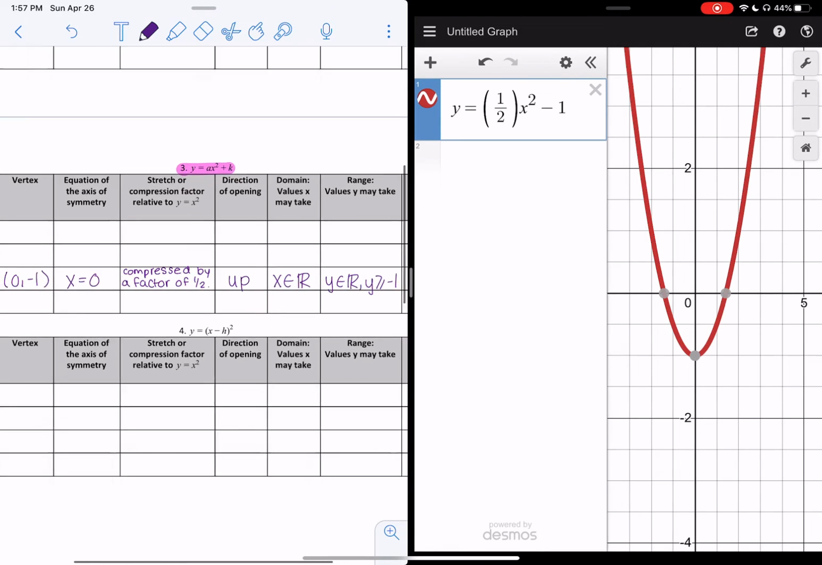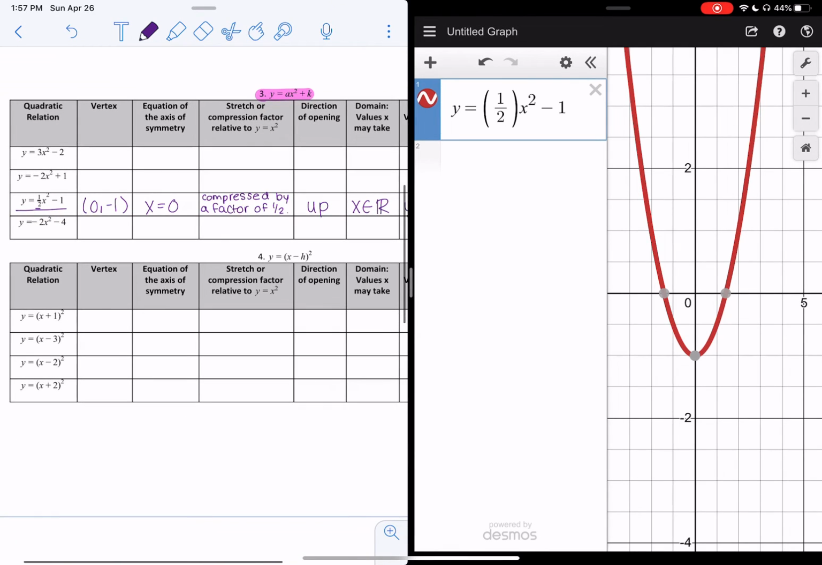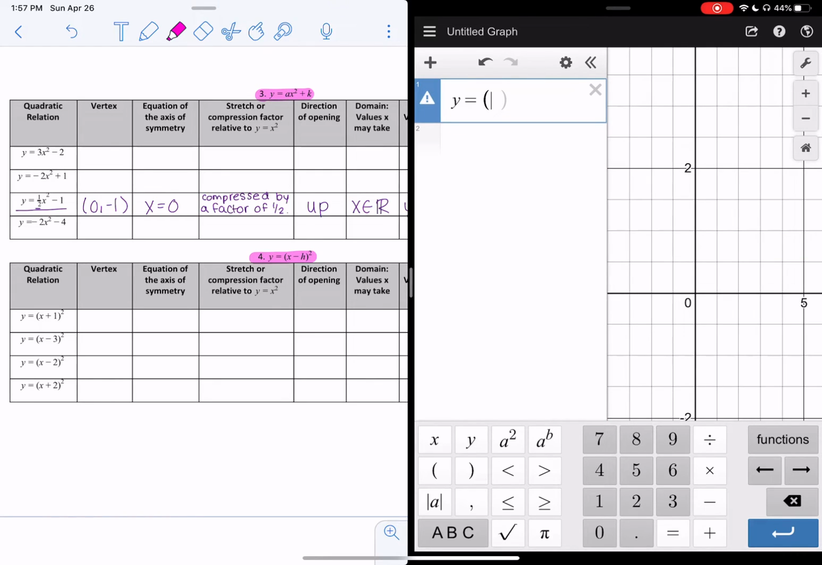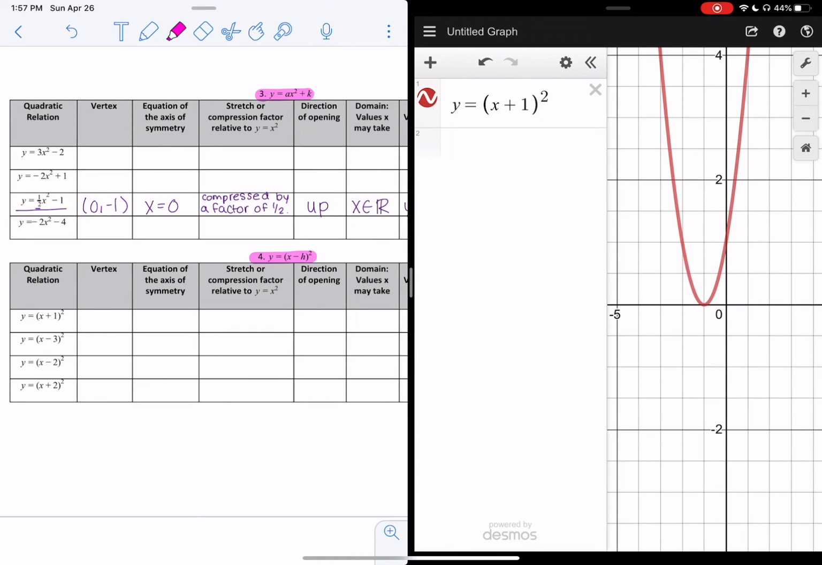So we'll try another example together from 4. We'll try this one here. Again, our process is the exact same. I'm going to start by typing it in. So here is my graph. I start by identifying my vertex. So my vertex will be at (-1, 0).